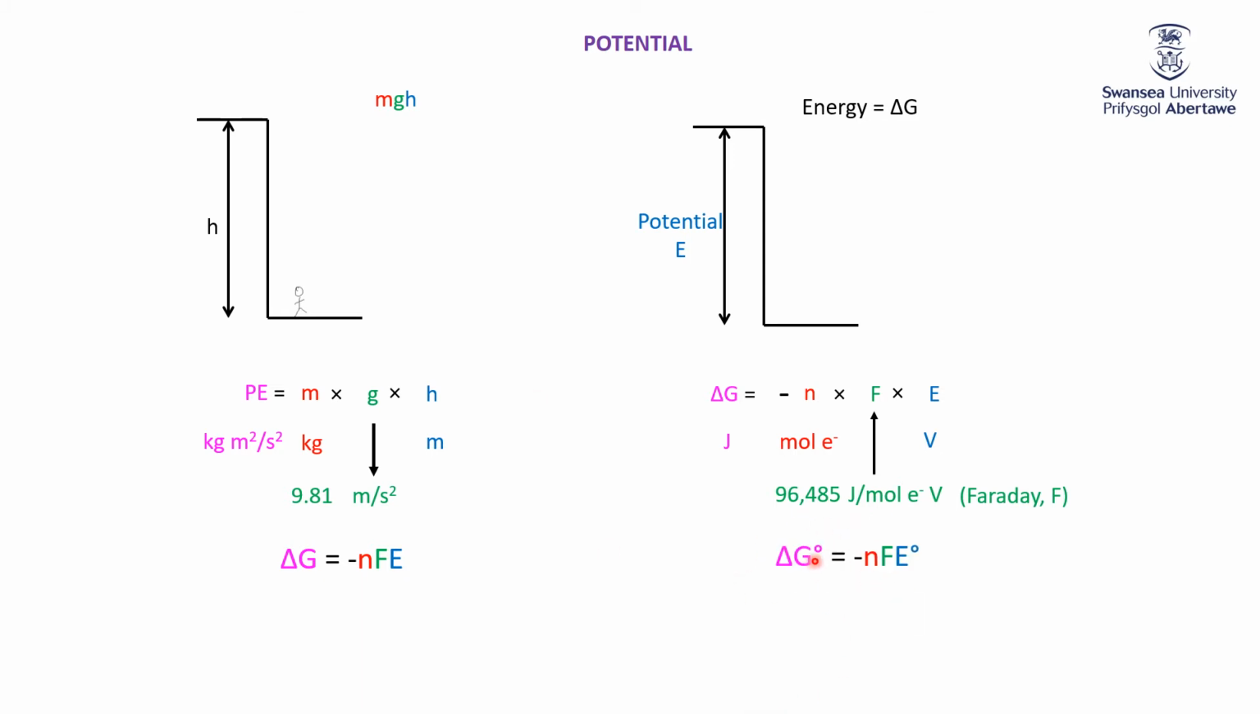delta G standard state, excuse me, I don't have that fancy little symbol to hand here at home, is minus n, the number of moles of electrons associated with the balanced redox equation, times F, 96,485 joules per mole of electrons volts, times that potential. Okay, so that's our relationship between delta G0 and E0.